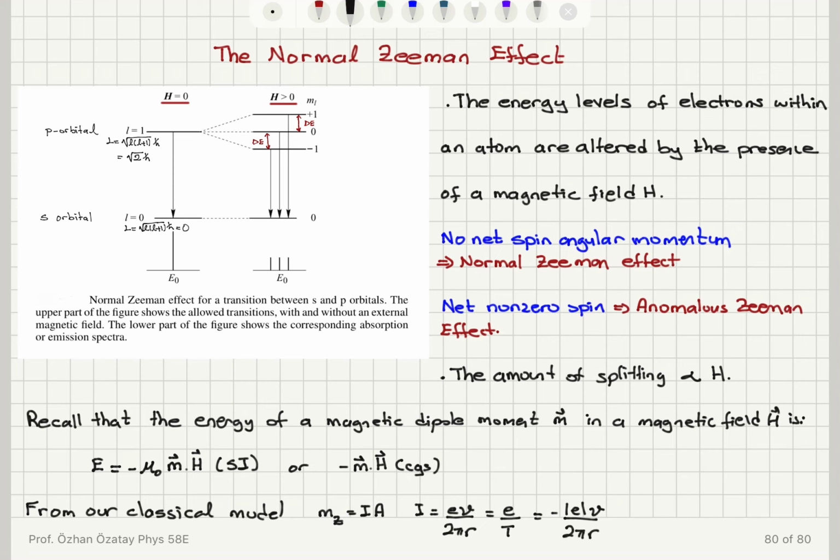That was the current. So the corresponding magnetic moment, mz, I would find as current times the area. It's EV over 2 pi r times the area of the loop, pi r squared, and that would give me, using the correct sign here, minus EVR over 2. I would see the cancellation of pi and one of the r's, so at the end I get EVR over 2. So that was the magnetic moment.